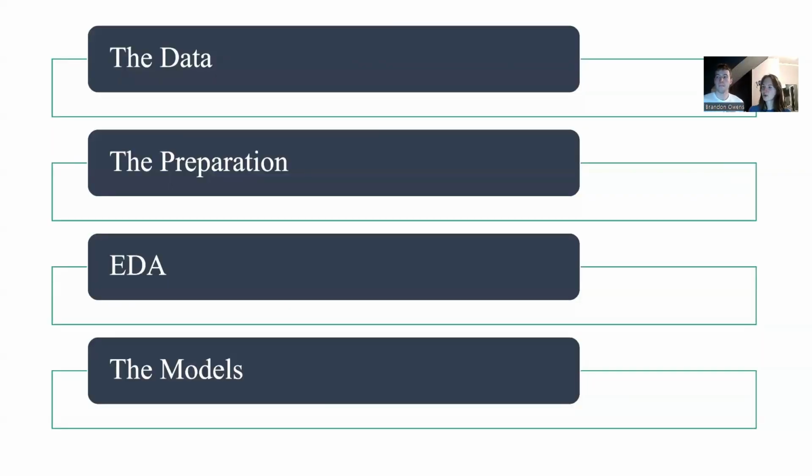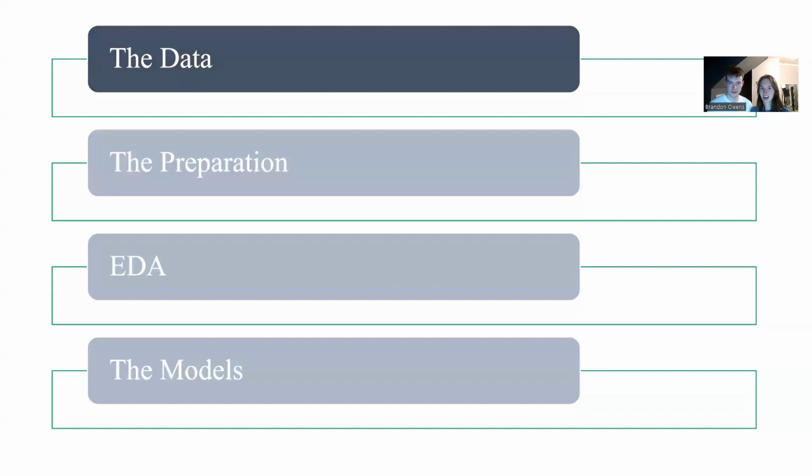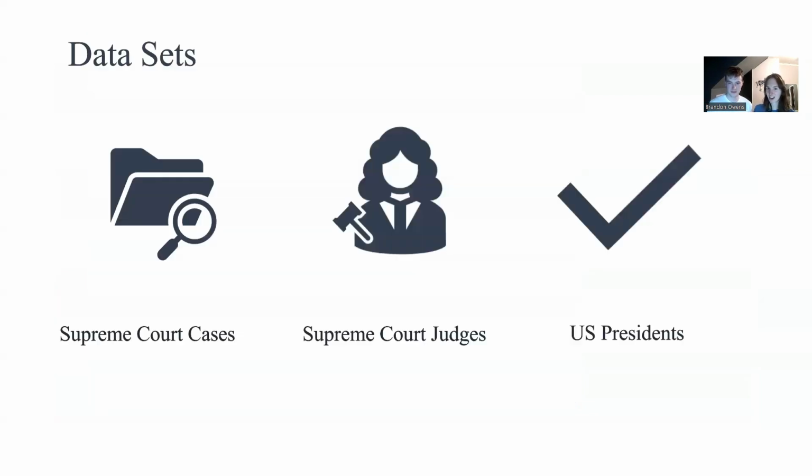Okay, for our presentation, we are going to run through our data, the preparation, the EDA, and the models that we created. So let's start with the data. These are our data sets that we found. We have one on the Supreme Court cases, one on the judges, and one on the US presidents. I'm going to go through each one and talk about how they are connected.